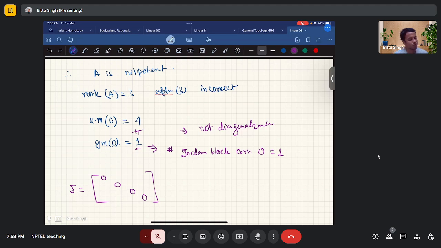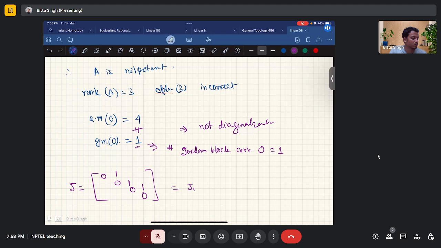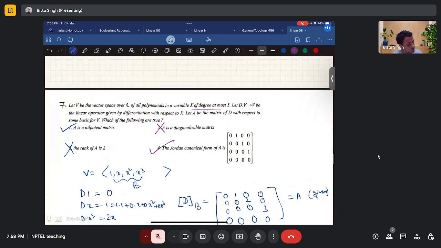So there is only one block. One block means this is the correct Jordan block, which is J4 of 0. This must be a size 4 block. So the Jordan canonical form is this: everything is 0 and just above the diagonal there will be 1.